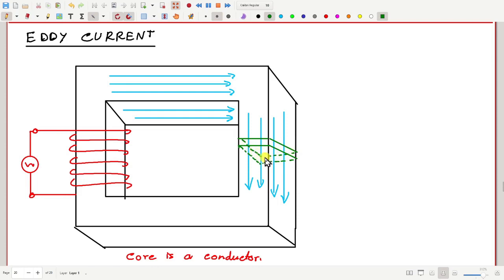Now, this is also a conductor, and this is also closed. So even if there is no other coil, there will be some EMF induced in this closed path. And if there is some EMF induced, there can be some current. So we may have some current flowing in this closed path like this.